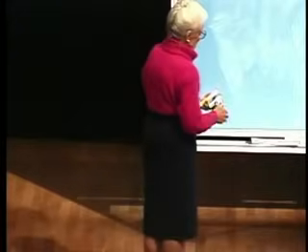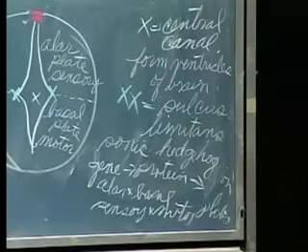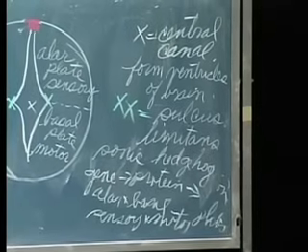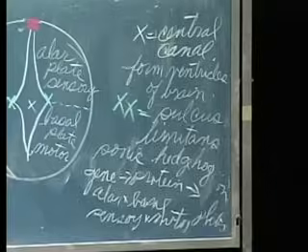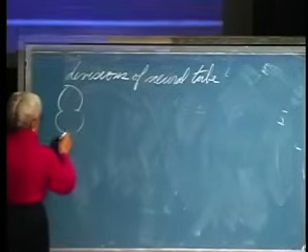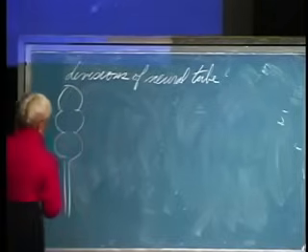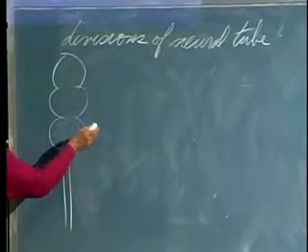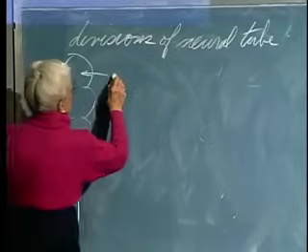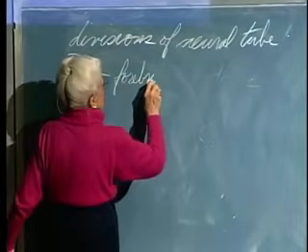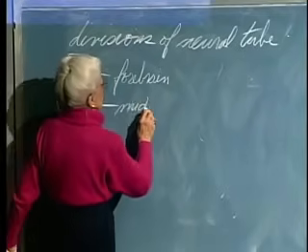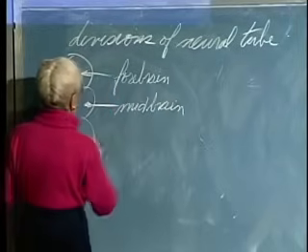So now let's look at our divisions of the neural tube. Start very simple again. Three main divisions and down to our cord. Use simple terms to start with. Forebrain, midbrain, and hindbrain.